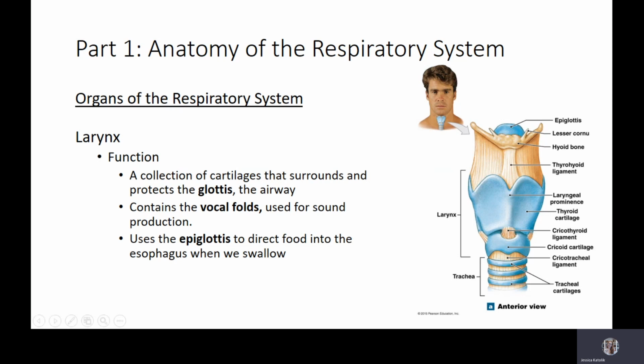And then the last function that we're going to talk about is the epiglottis. The epiglottis serves as an important gateway between the digestive tract and the respiratory tract. As we swallow food, we don't want that food to enter the larynx and enter the trachea because we don't want to choke. So the epiglottis will fold over the glottis, fold over the airway, and direct food into the esophagus, which will carry the food into the stomach. So this is going to be a doorway that will open and close depending on what material has to pass through.